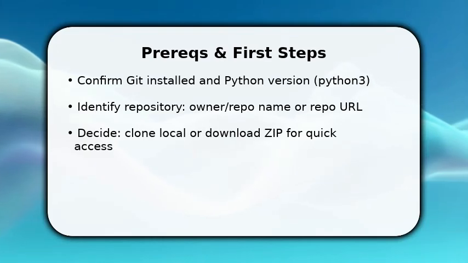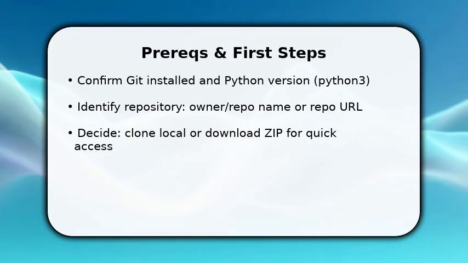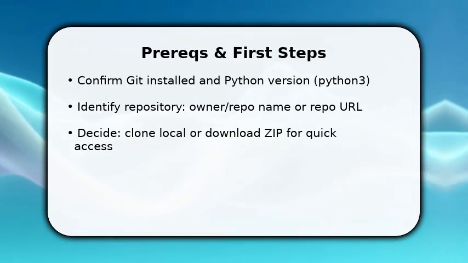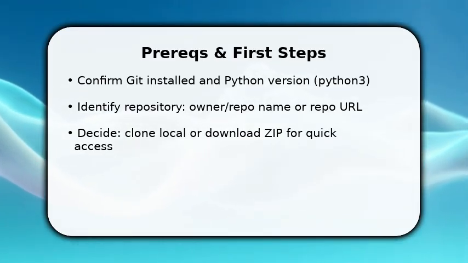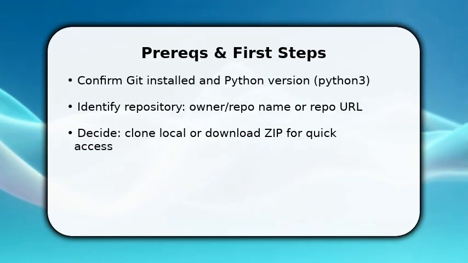Enjoy the video. You start by confirming Git and Python are ready on your machine. Open a terminal and run git --version and python3 --version. Next, find the repository name or URL on GitHub so you know what to fetch.